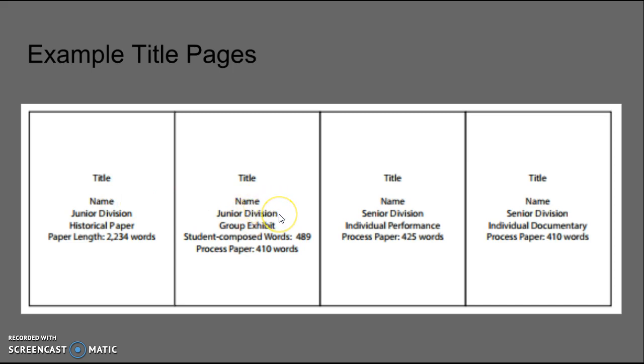So once again, you are a junior division. This is considered a group exhibit, and this is the student composed words, 489. So those are the number of words that are in your exhibit. And then you also have a process paper, and it has to have 500 words at the most. And so this person gave an example of 410 words. So I hope that makes sense to you. I've also given you examples in the material that you'll see in Google Classroom.